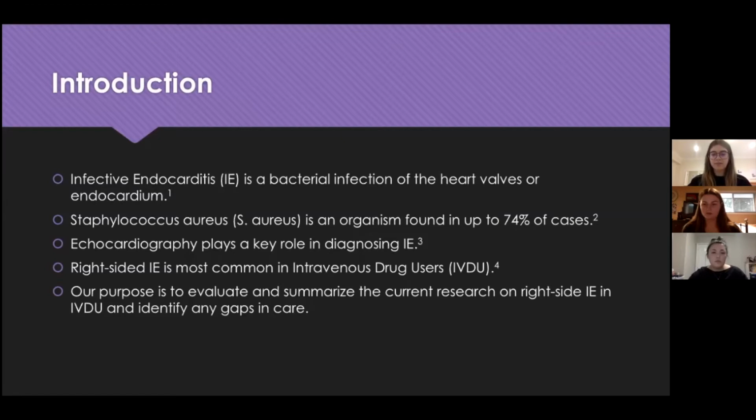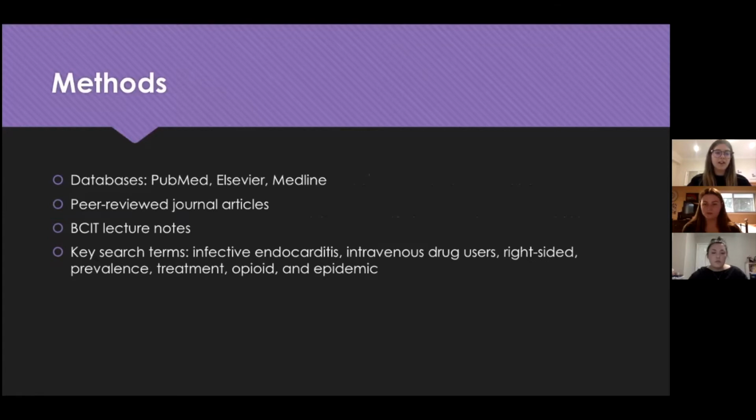As for our methods, we primarily used a variety of databases, peer-reviewed journal articles, and BCIT lecture notes, and we searched key terms such as infective endocarditis, intravenous drug users, right-sided, prevalence, treatment, opioid, and epidemic.